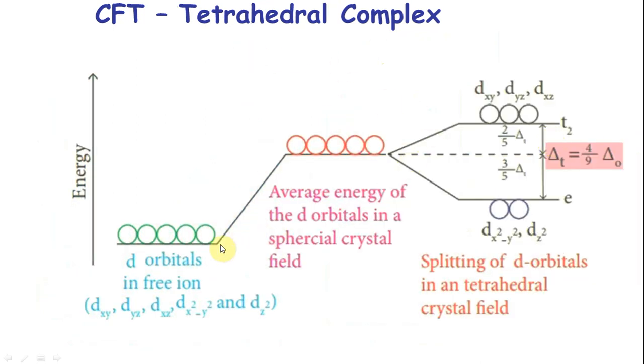Now for a tetrahedral complex, the starting is the same except it's the opposite way around. What used to be lower in octahedral has come up because of the axis. Similarly, these two are stabilized by minus 3 by 5. This is destabilized by 2 by 5. One thing you want to know is that an octahedral field can be small or large, but tetrahedral is always smaller. Look how small it is. Literally, it's half. Let's say 4 by 9, roughly half of the octahedral field.